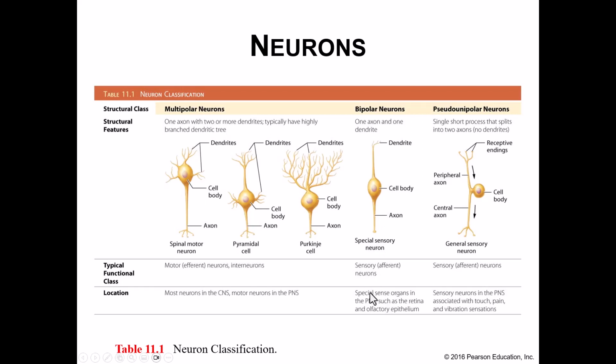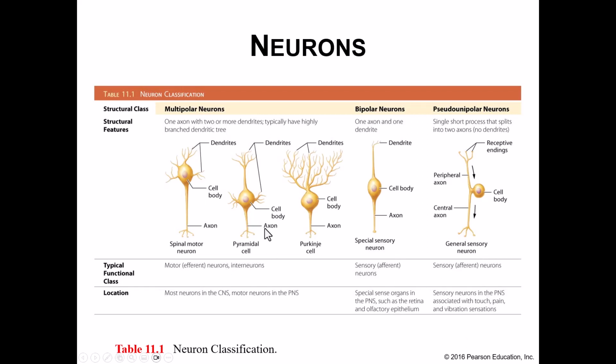And so you're only going to find these in our special sensory organs. Same thing with our pseudo-unipolar. So the receptive endings, our dendrites, come in as a single process into the cell body, and that same process is our axon carrying the signal away. So we have a peripheral process receiving the signal and a central process carrying it away in our pseudo-unipolar neurons. And again, these are only going to be in our special senses.